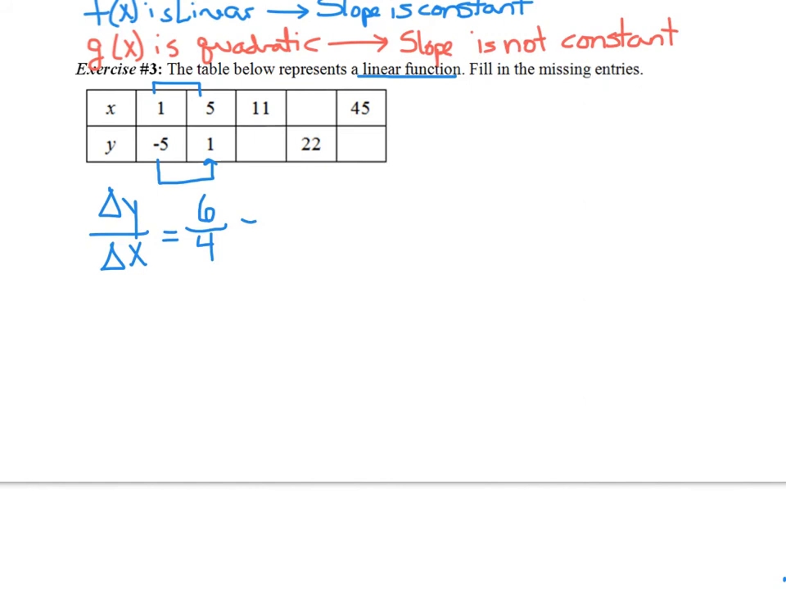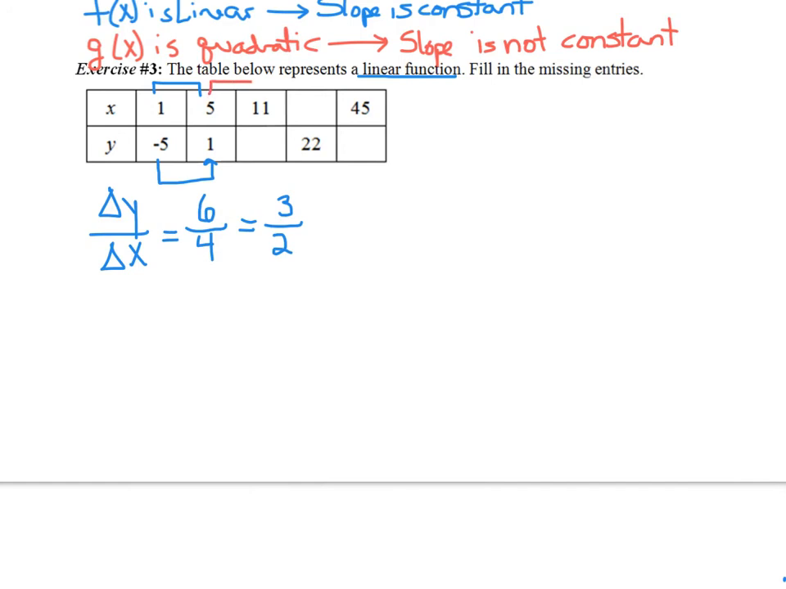So for this table, I have to keep a consistent change in y over change in x of a reduced value of 3 over 2. So every time I increase by 2 on the x value, I'm going to have to increase by 3 on the y value. So let's look at the next set of ordered pairs.